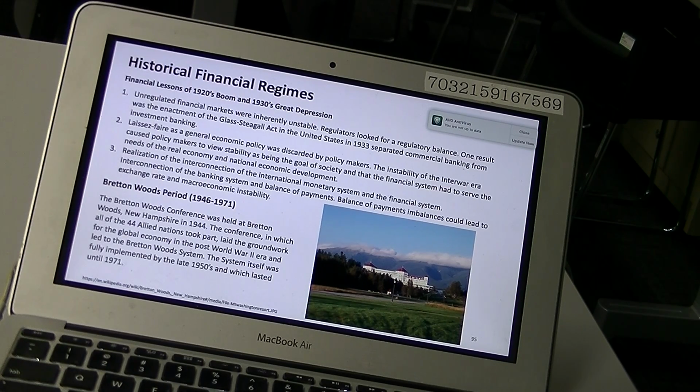So this is 1933 in the United States at the height of the Great Depression, and that stayed in place until 1999, at which time investment and commercial banking were allowed to merge again. What happened right after that? The Great Recession that we've seen in the past decade.